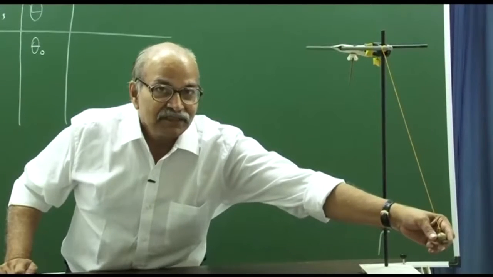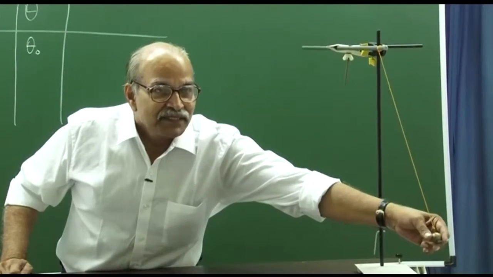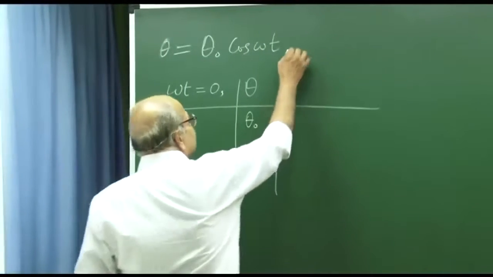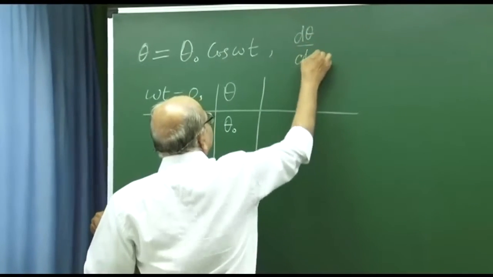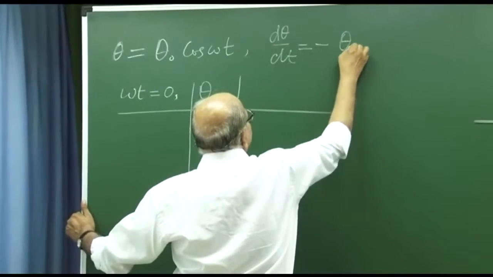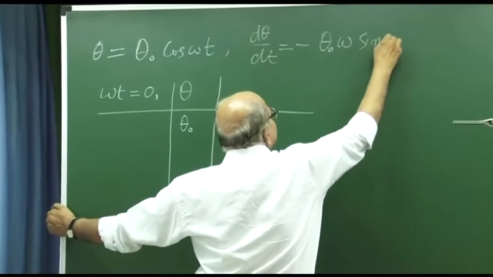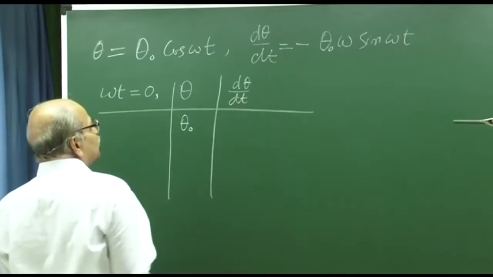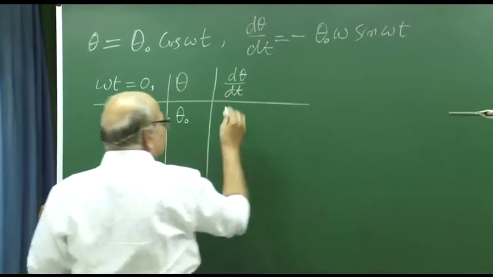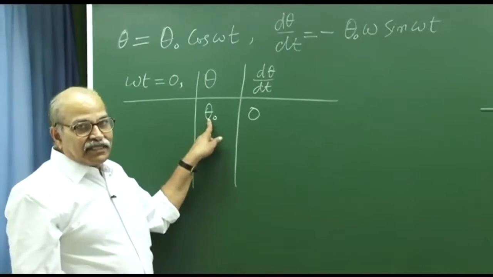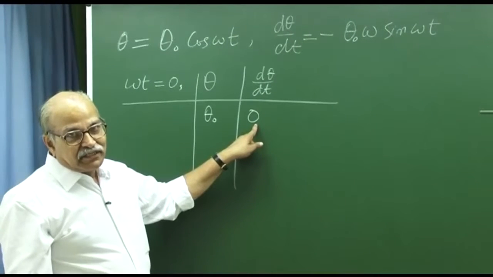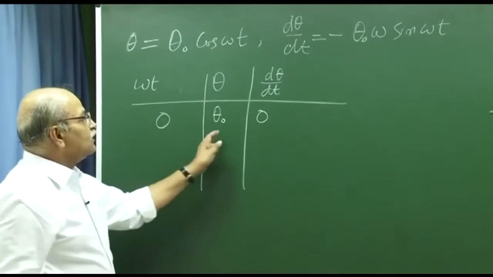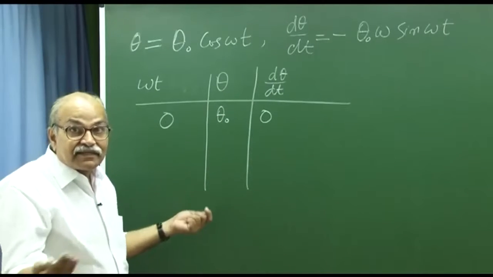And what is the velocity here? The angular velocity is 0. Once it is at extreme, the angular velocity is 0. That also will come from here. If this is theta, the angular velocity you can write d theta by dt, and that will be minus theta naught omega sin omega t. If omega t is 0, sin 0 is 0, so this is 0, correct. Once it is at extreme position, the velocity should be 0. So, just by giving that value of omega t, which is 0 here, you get the position, you get the velocity, so the phase is decided.